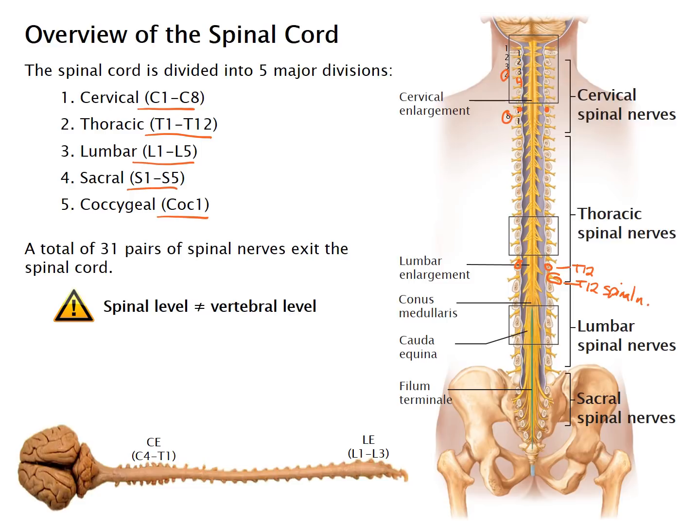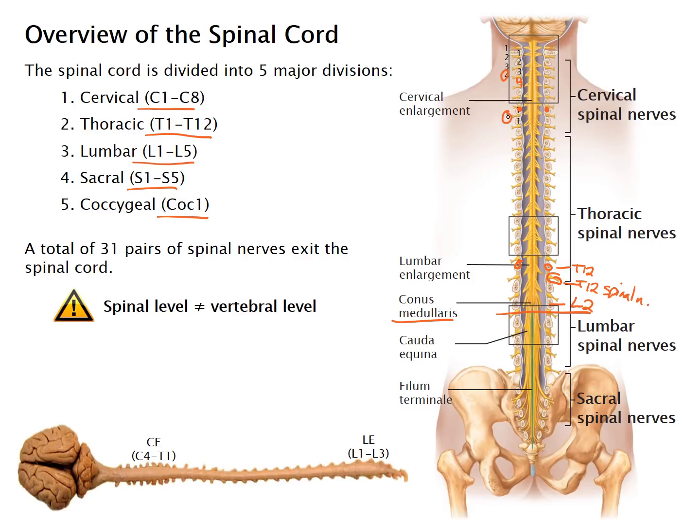Also recognize that the adult spinal level is not the same as the vertebral level because the spinal cord only runs 2/3 the length of the vertebral column. More specifically, the spinal cord ends at the conus medullaris here at the level of L2. This is the L2 vertebra.